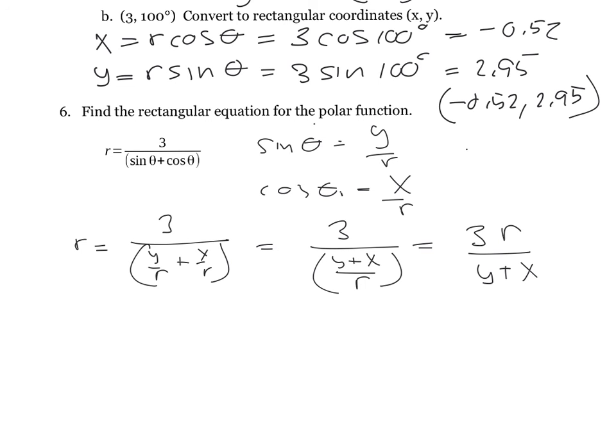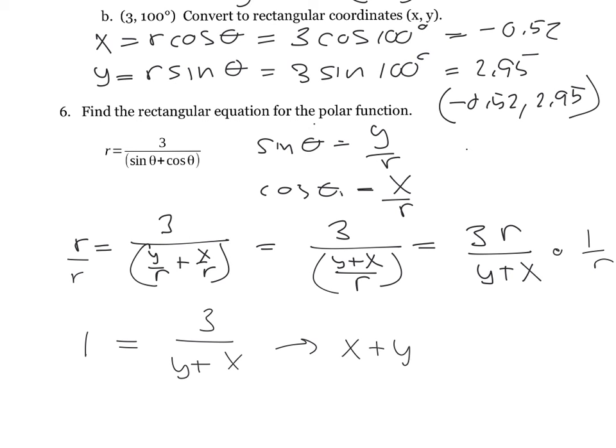And now, looking at this equation as a whole, I've got r equals 3r over y plus x. And that means I can divide by r on both sides. You get 1 equals 3 over y plus x, or x plus y equals 3. All x's, all y's, no r's, no thetas.